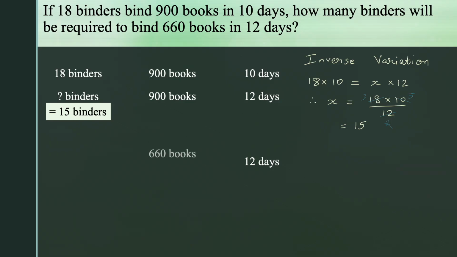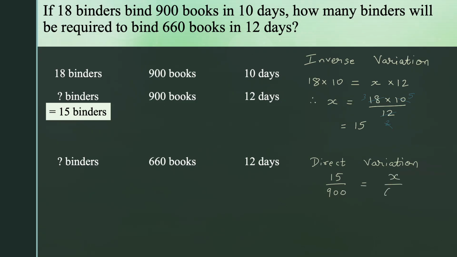Now, in 12 days, how many binders will bind 660 books instead of 900? This is an example of direct variation, where the ratio of two quantities remains constant. So 15 upon 900 is equal to x upon 660. That gives x equals 11.